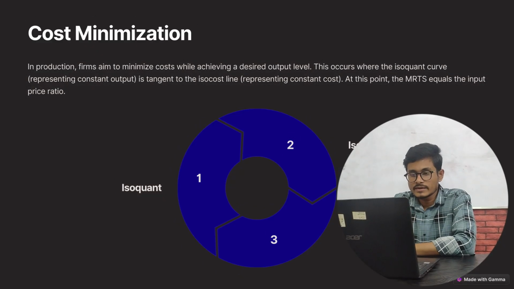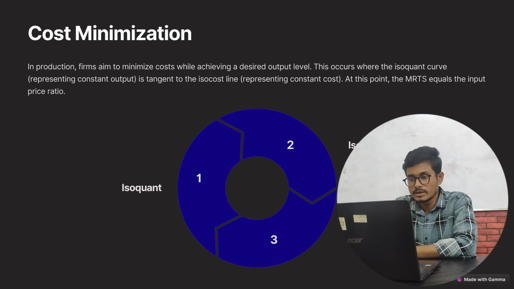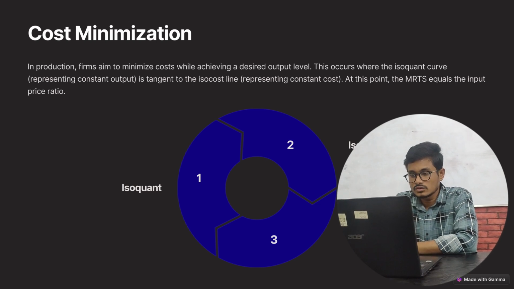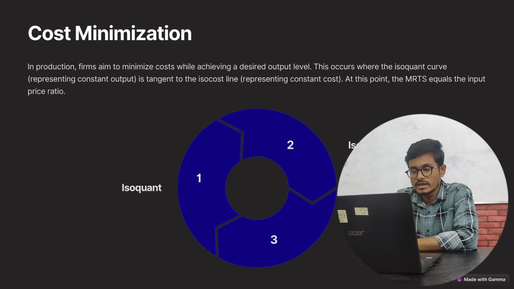Now we come to our next topic, and that is cost minimization. In production, firms aim to minimize cost while achieving a desired output level. This occurs where the iso-quant curve is tangent to the iso-cost line, and at this point the MRTS equals the input price ratio. So in production, everyone wants to achieve the desired level of output by minimizing the cost. So cost minimization helps us to get the desired level of output.